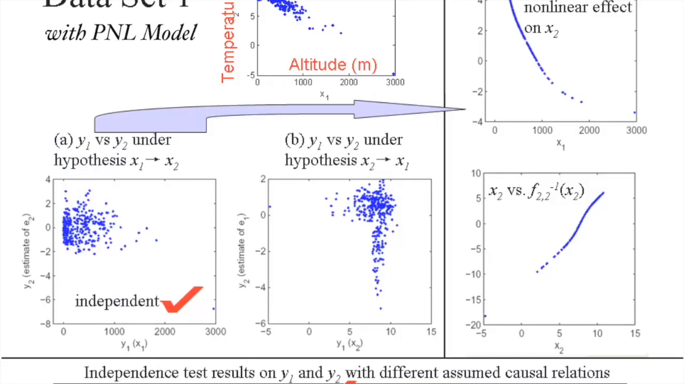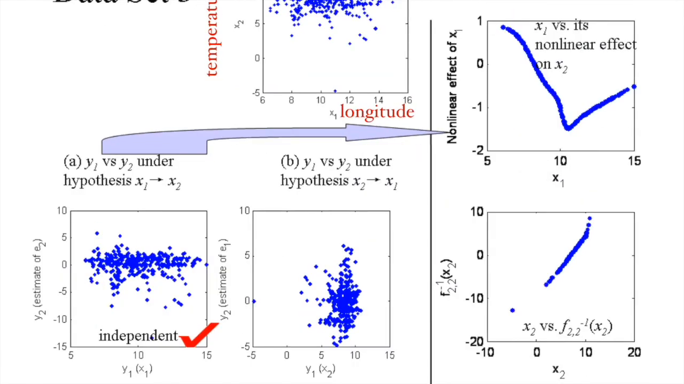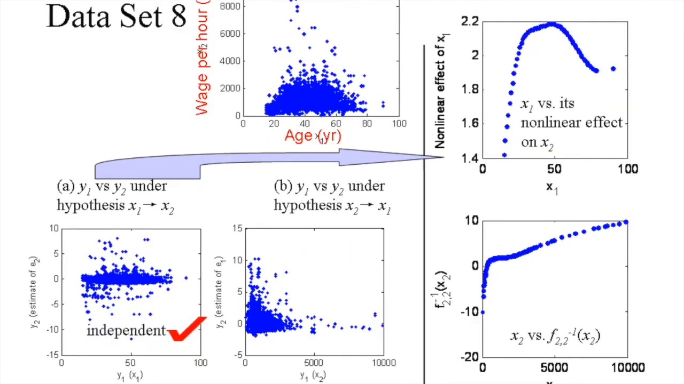Now, how can we deal with this problem? Here you can see some real data sets. You are given data points, and then you fit the model. For the correct direction, the estimated noise is independent from the hypothetical cause. For the wrong direction, they are not independent. This is always the case. That's why you can determine the causal direction between even two random variables.